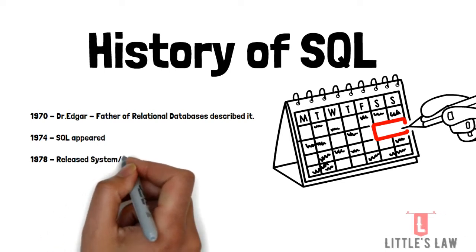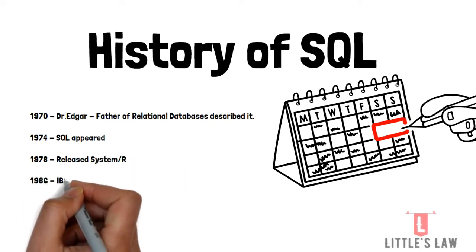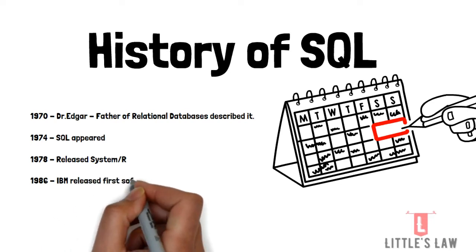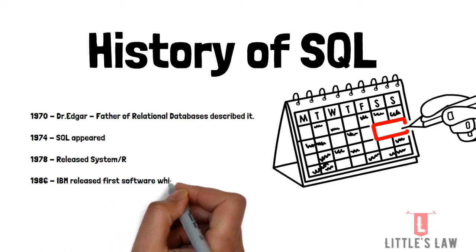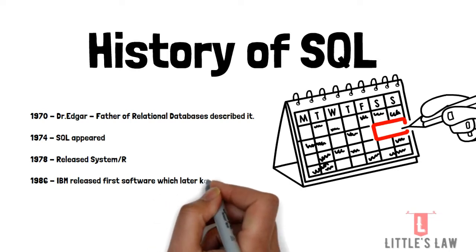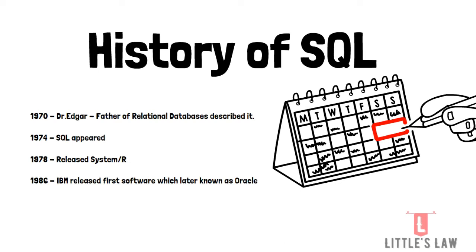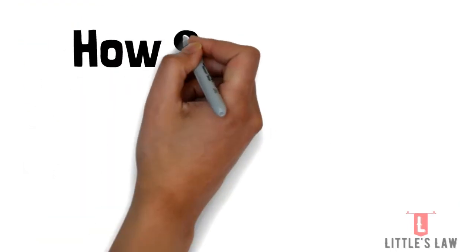to develop Dr. Edgar Codd's ideas and released a product named System R. And then in 1986, IBM developed the first prototype of a relational database and it was standardized by ANSI, which is the American National Standards Institute. And then the first relational database was released by Relational Software, which later came to be known as Oracle.